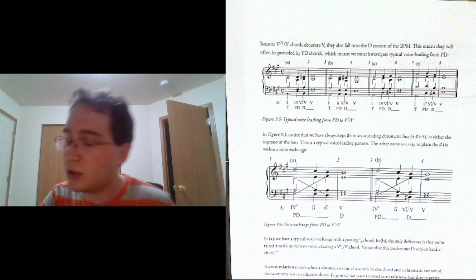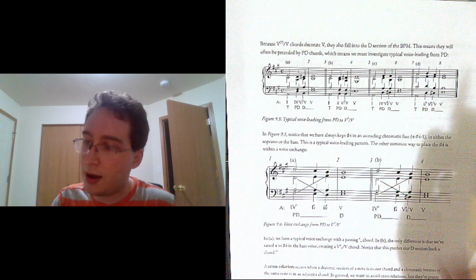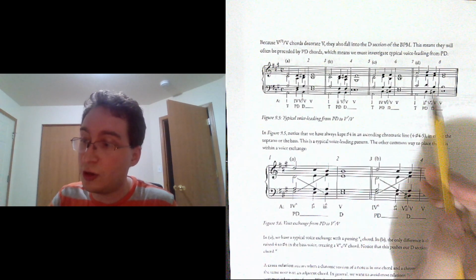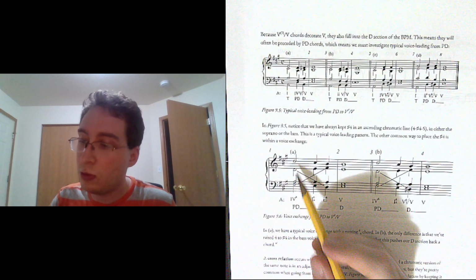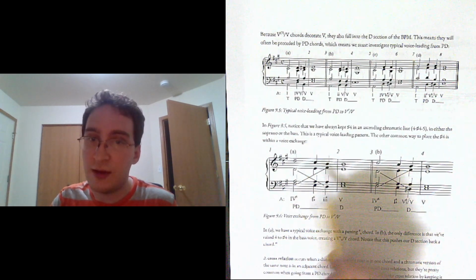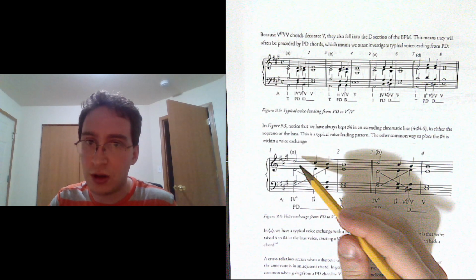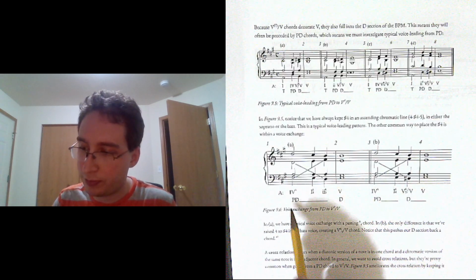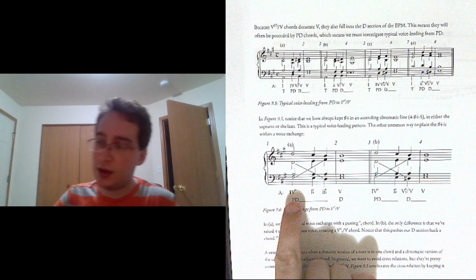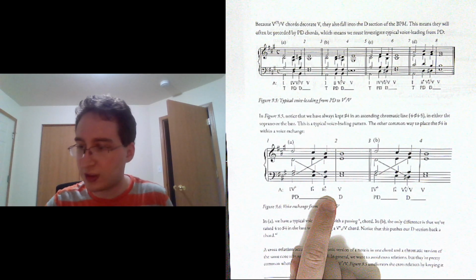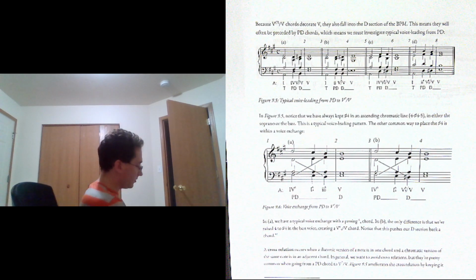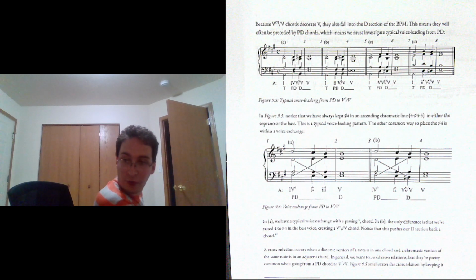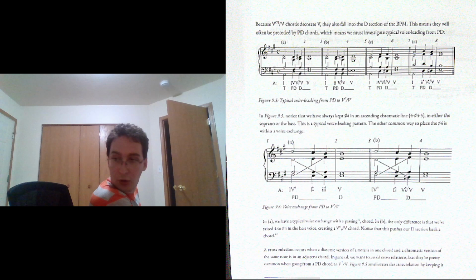So that's what's going on here. The other way that you can do it if you don't want to have that chromatic ascent would be to have a voice exchange. So in a normal predominant to dominant thing here, we would have a voice exchange from 4-6 to 2-6-5. Still in the key of A, so we start on a 4 chord, passing to a 2 chord, and then land on 5, our dominant.